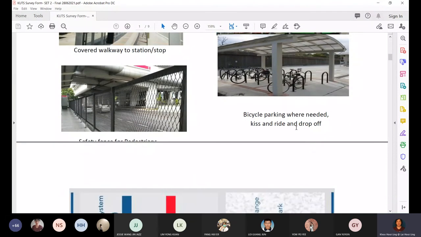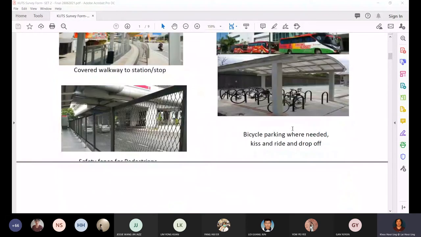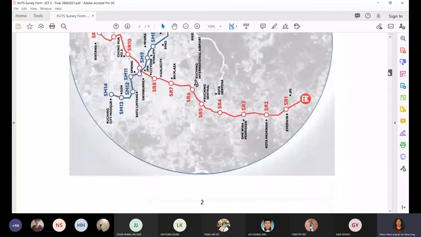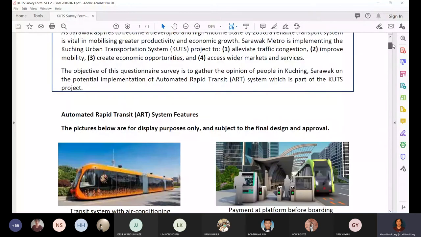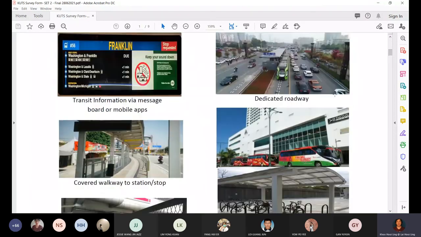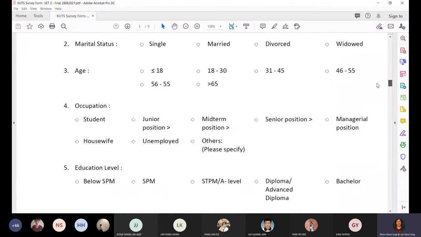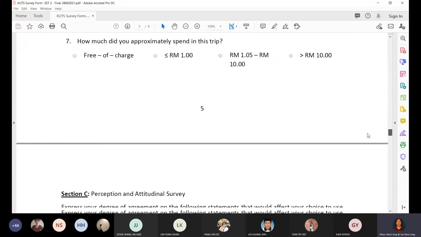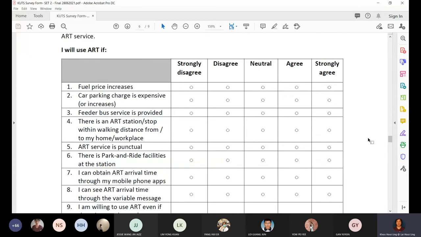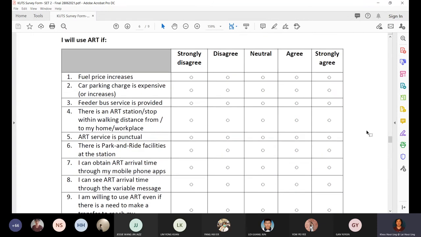This is an ongoing questionnaire that we do in Kuching, Sarawak. And this is the latest project now. If we see here, this is what we call the Likert scale. This is a Likert scale.